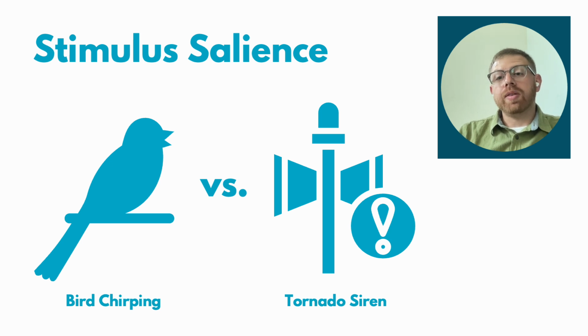With a tornado siren, you think about very high intensity, something that does not occur with regularity. It's associated with danger, right? So, irrespective of context, if you hear a tornado siren, it's going to have a lot of stimulus salience to it.